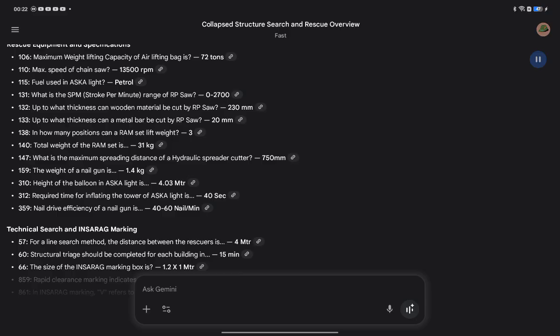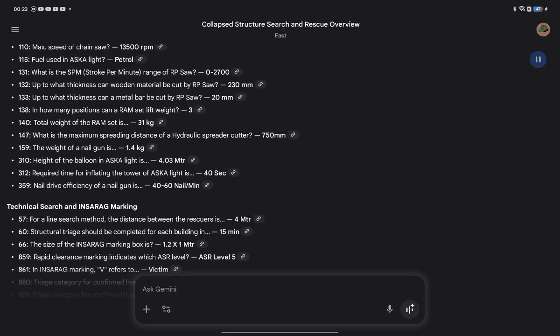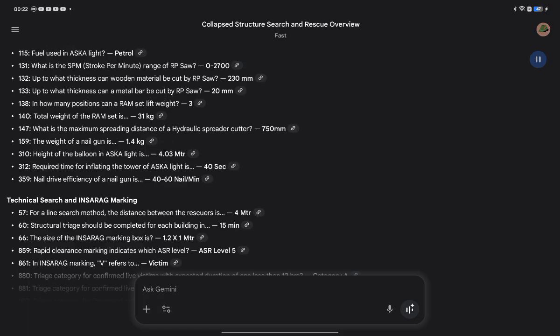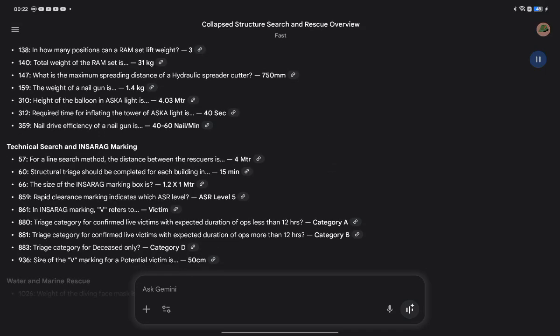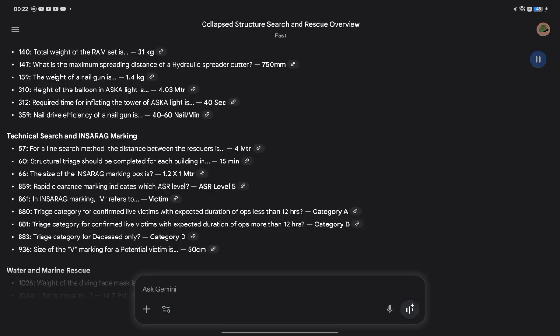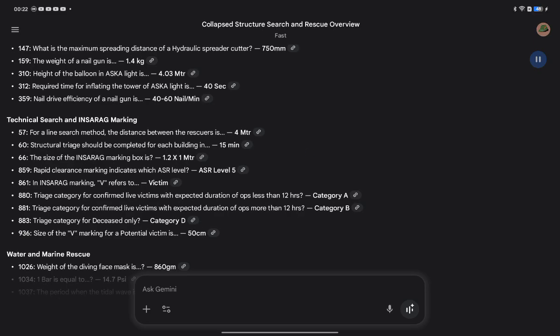0-2700. 132. Up to what thickness can wooden material be cut by RP saw? 230 millimeters. 133. Up to what thickness can a metal bar be cut by RP saw? 20 millimeters. 138. In how many positions can a ram set lift weight? 3. 140. Total weight of the ram set is 31 kilograms. 147. What is the maximum spreading distance of a hydraulic spreader cutter? 750 millimeters. 159. The weight of a nail gun is 1.4 kilograms.